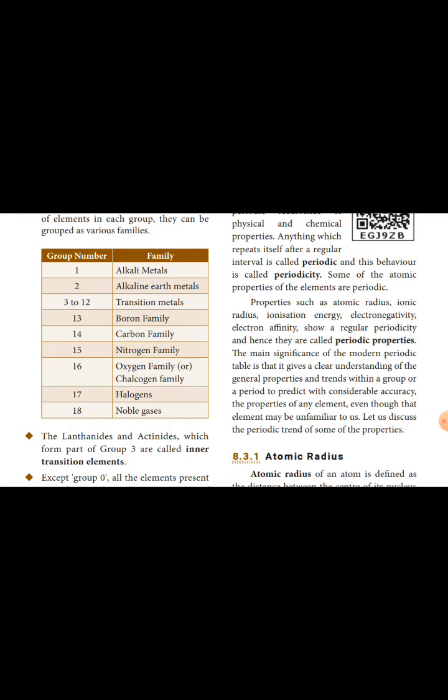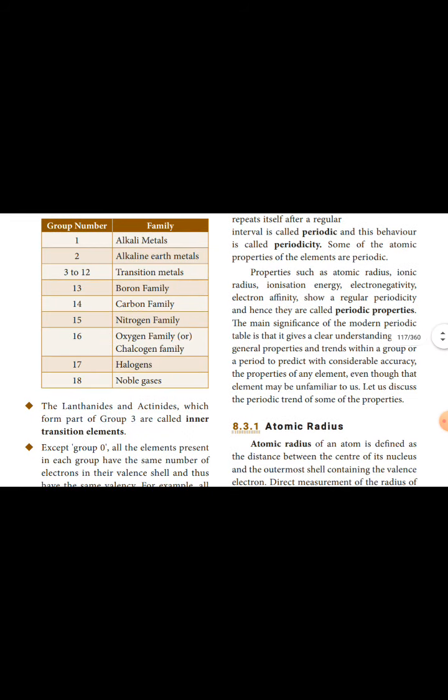Then the 13th group is called the boron family. Boron is the first element, followed by aluminium, gallium, indium, thallium. These elements are called the boron family. Then the 14th group, the first element is carbon, so the name is also given based on carbon: the carbon family. Following carbon are silicon, germanium, tin, lead, all these elements in the carbon family.